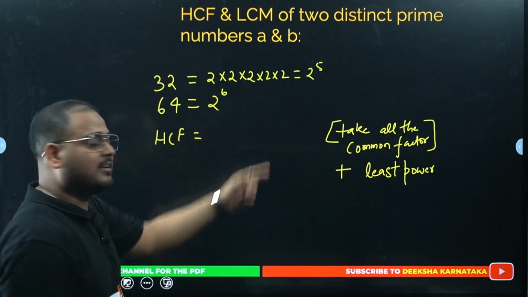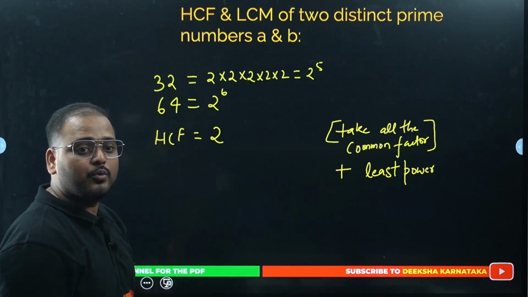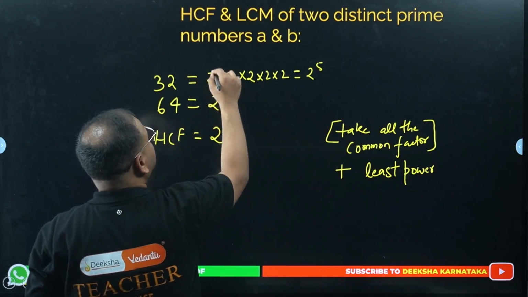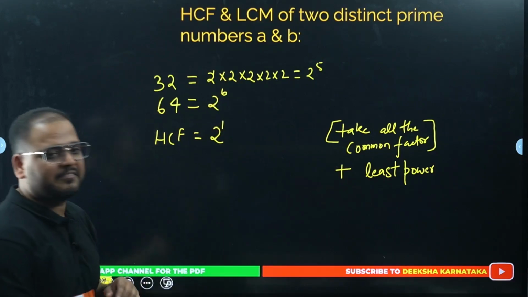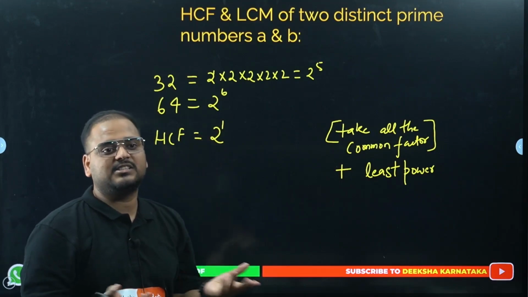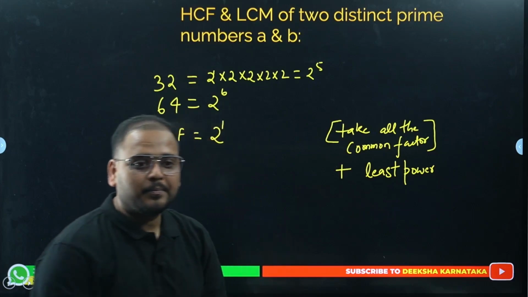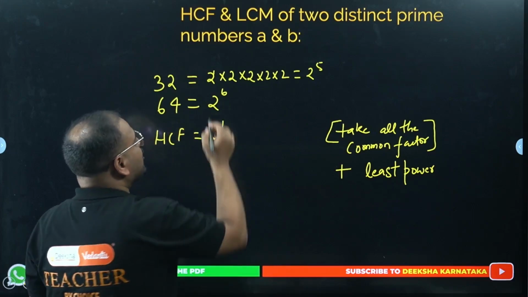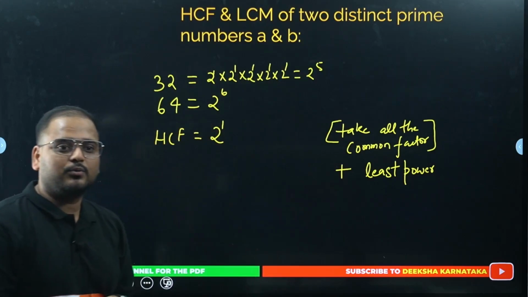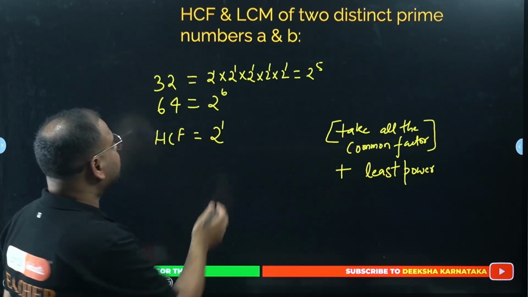Only one common factor is there, 2. What's the least power of 2? 5? No, 1 is there, no. So what is the HCF? 2 power 1. 2 power 1 will divide both the numbers. HCF is 2. Is it true? So least power is 2 power 1. So you'll divide 2. Is it right? No.